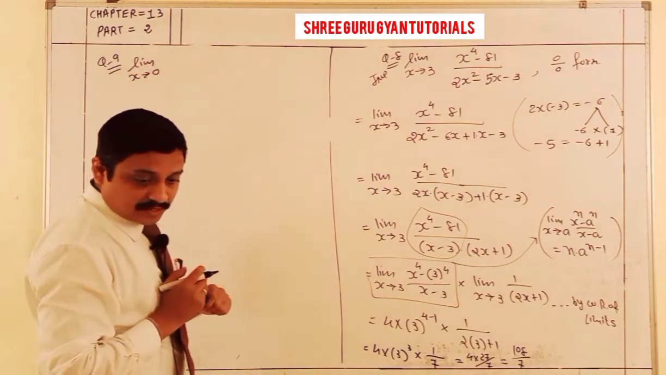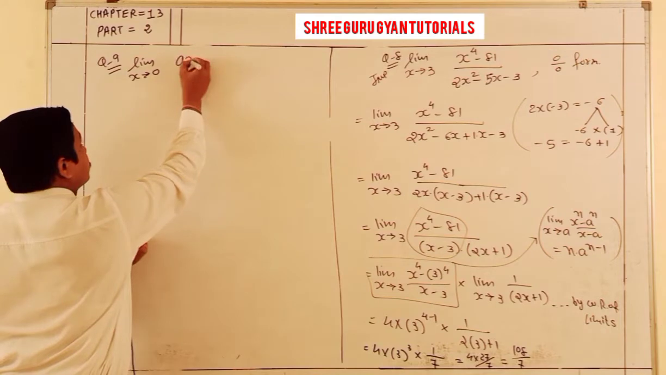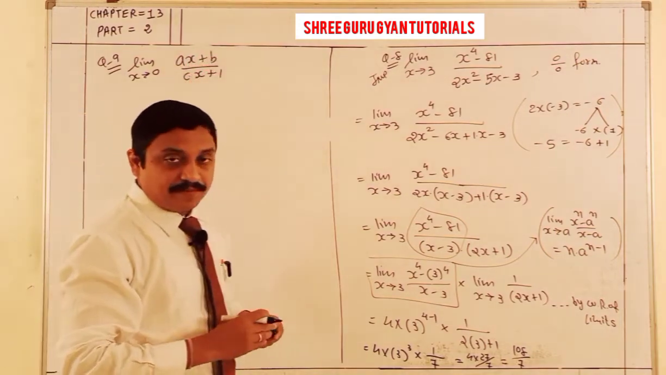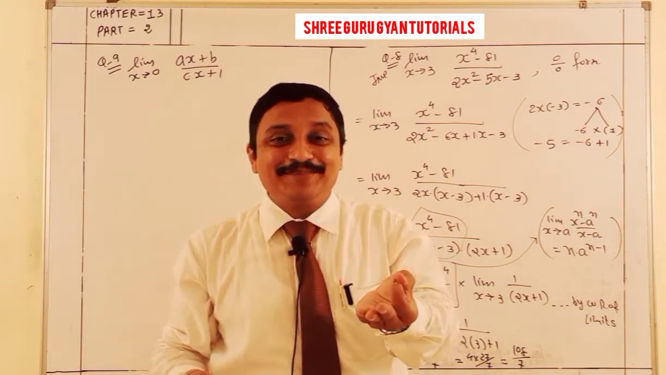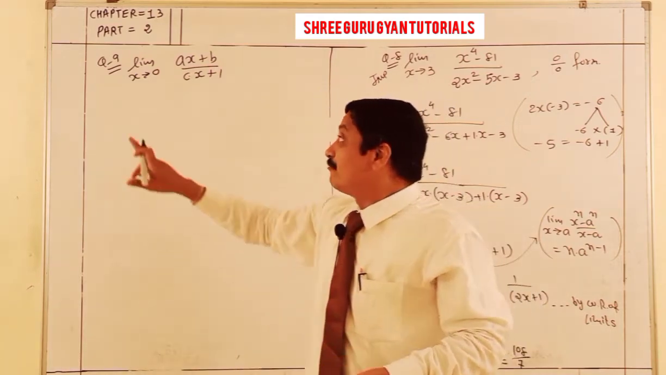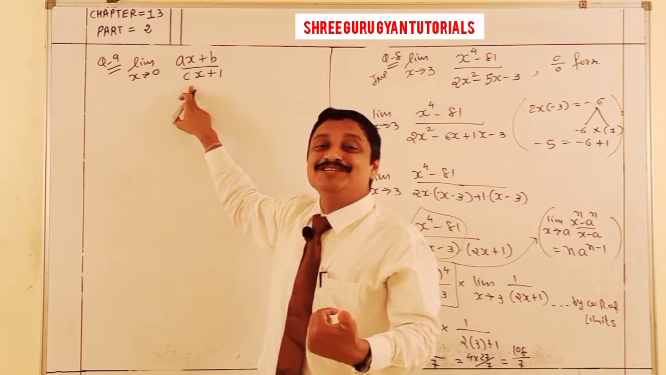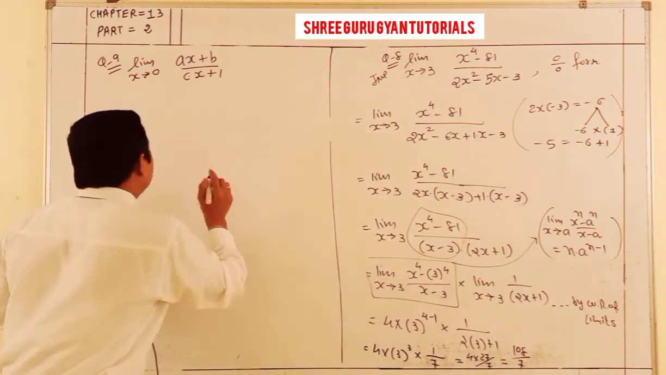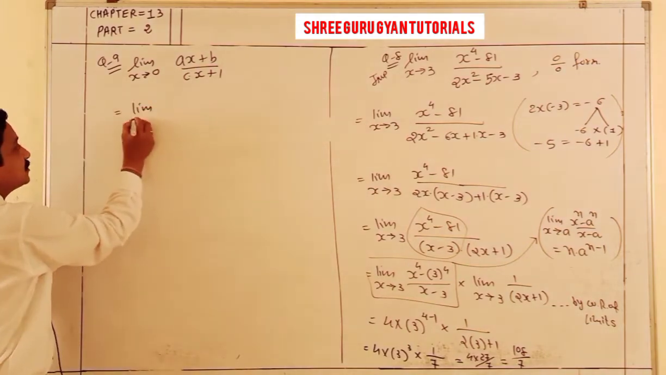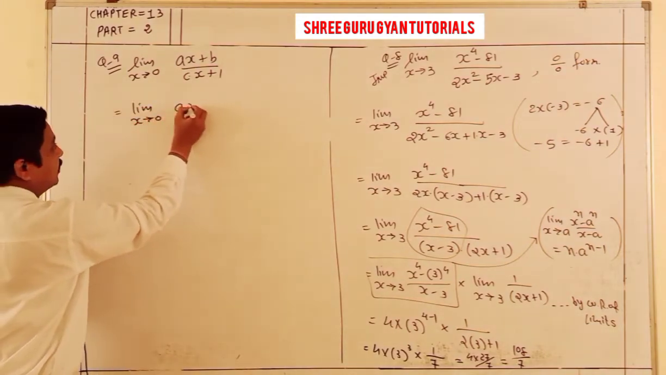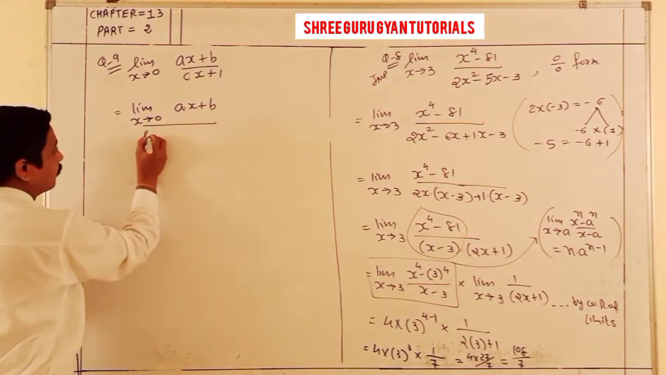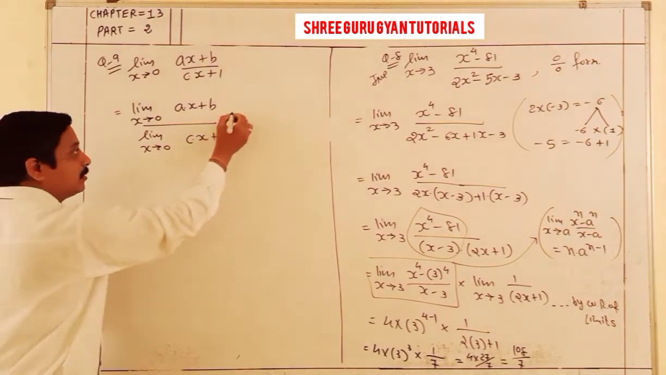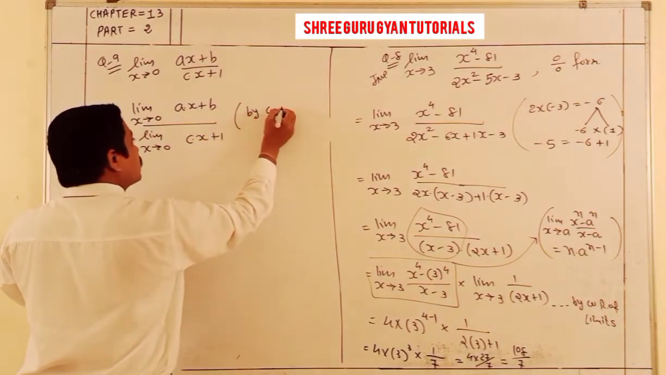The question is (ax + b) upon (cx + 1). Just check whether the denominator is 0 or never 0 after putting the limits: c into 0 plus 1 is non-zero. So we can go directly to our working rule: limit x tends to 0 of (ax + b) upon limit x tends to 0 of (cx + 1), by the working rule of limits.